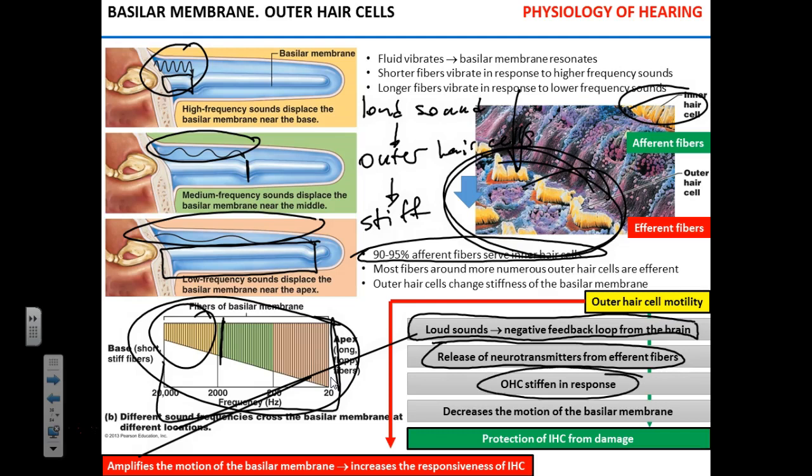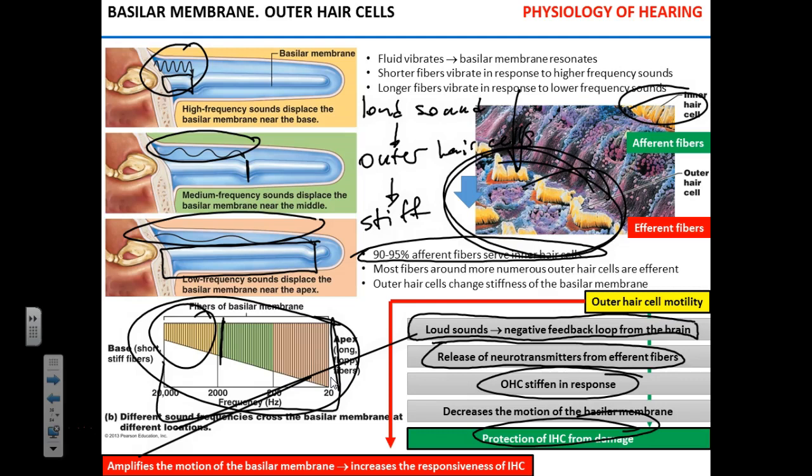Does it make sense? If these cells, you see these 3 rows right here? If these cells become stiff, they will limit the vibrations of basilar membrane. Look at this, right here. Outer hair cells will limit the vibrations of the basilar membrane. So they will protect inner hair cells from damage. Does that make sense?